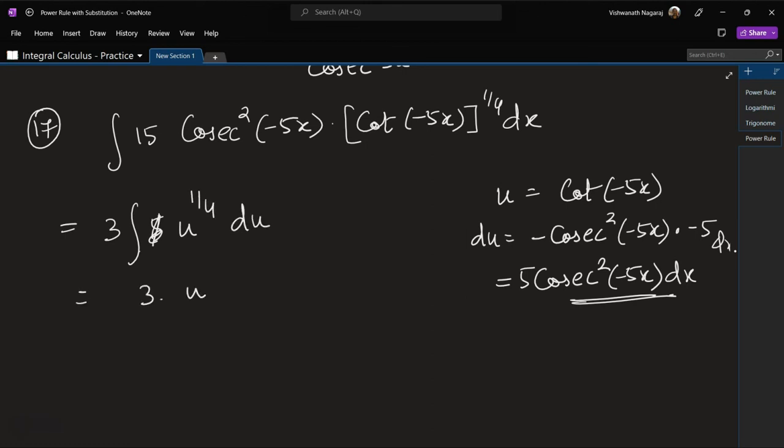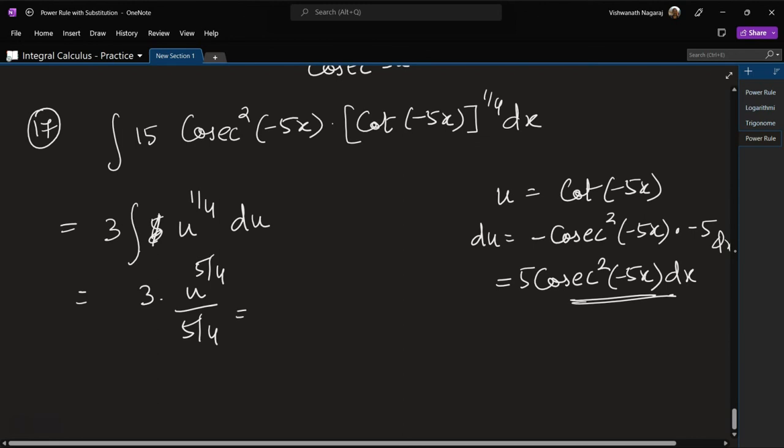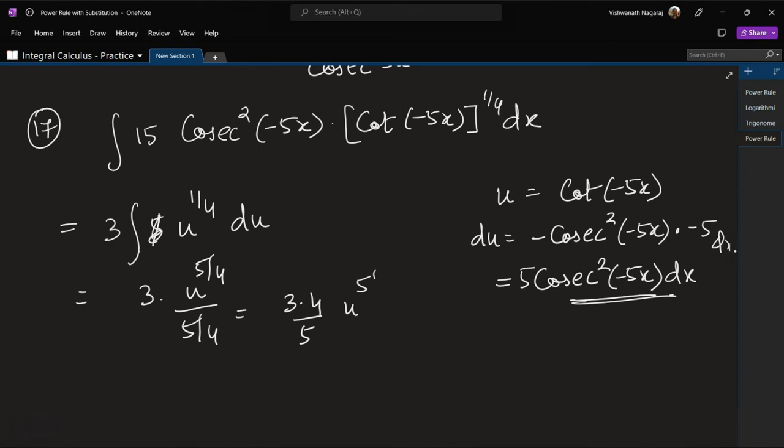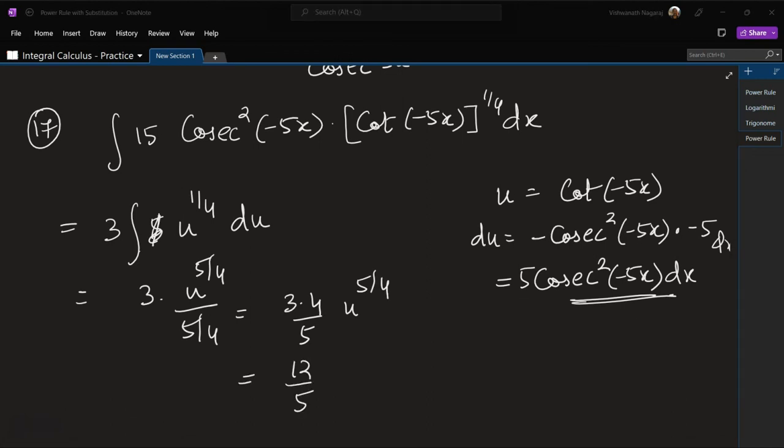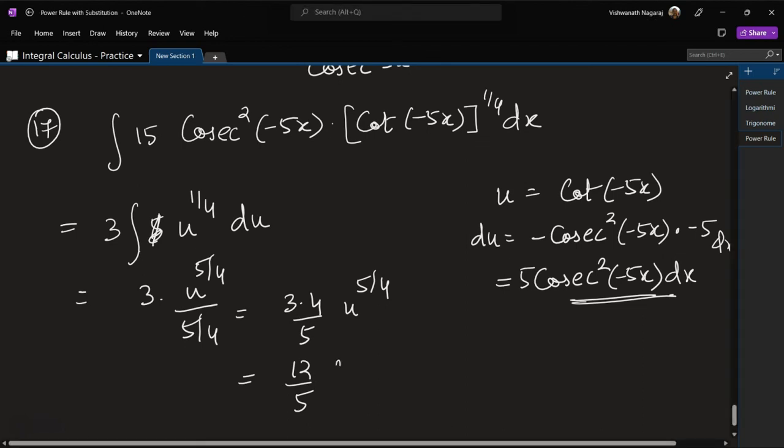Now it is pretty straightforward, right? 1 by 4 plus 1 is 5 by 4, divided by 5 by 4, which gives us 3 times 4 by 5 u to the power of 5 by 4, which gives us 12 by 5. And let's do the substitution. So cot minus 5x to the power of 5 by 4 plus c.